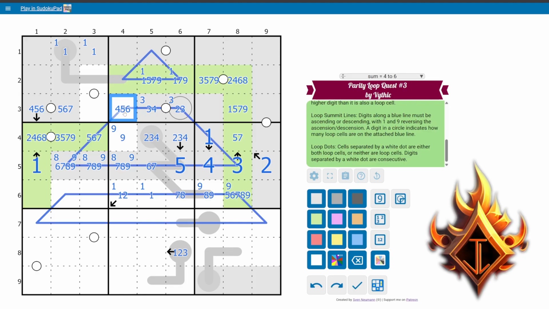because that would be 5. And then there would be 3 on the summit. So that would be 4. That would be 3. That would be 6. That would be 7. And then this would have to be 1, 2, 8, 9. That would have to be 1, 2, 8, 9. And they cannot be.